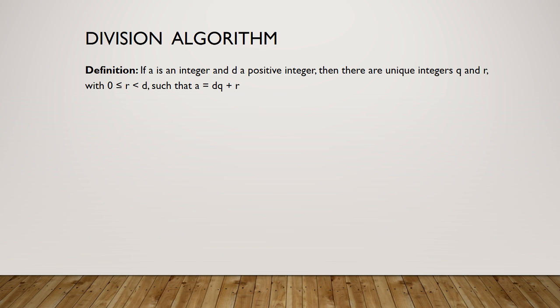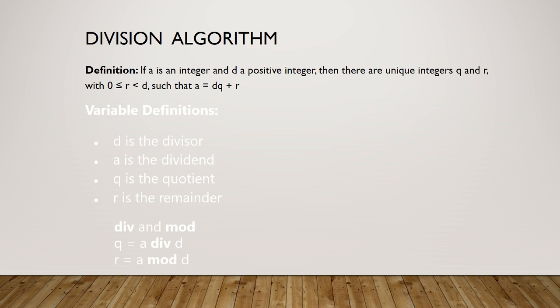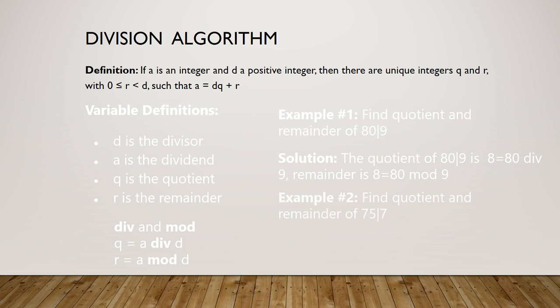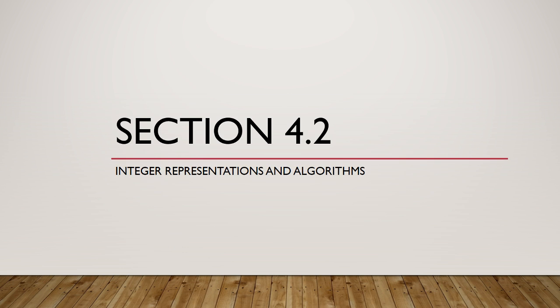The division algorithm is: if a is an integer and d a positive integer, then there are unique integers q and r, with 0 less than or equal to r less than d, such that a equals dq plus r. The variable definitions are as follows. The first example is to find the quotient and remainder of 80 divided by 9. The quotient of 80 divided by 9 is 8, and the remainder is 8. Example 2, find the quotient and remainder of 75 divided by 7. We see that the quotient is 10, and the remainder is 5.